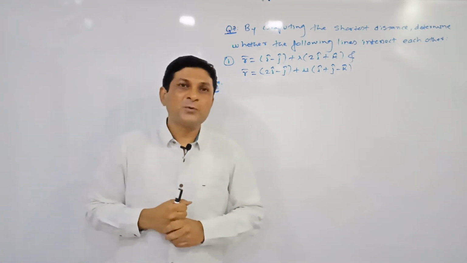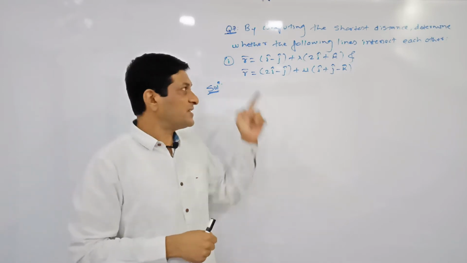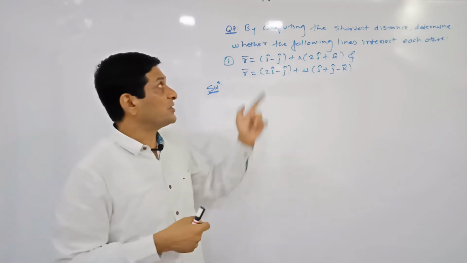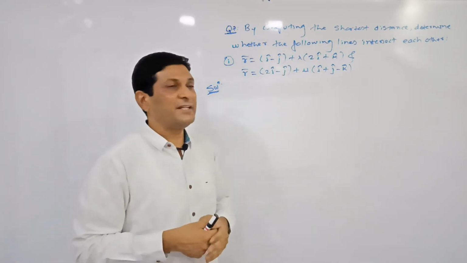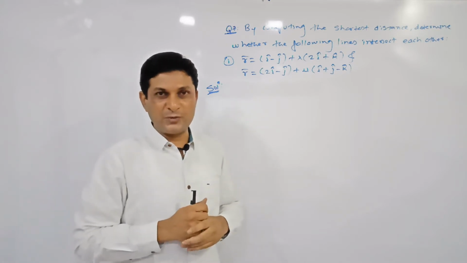Now we are solving question number 7. In question number 7, two examples are there. First, let us try to solve the first example. Observe the given question. By computing the shortest distance, determine whether the lines intersect or not. It means first we have to find the shortest distance between two lines.